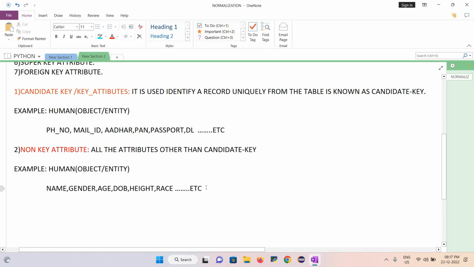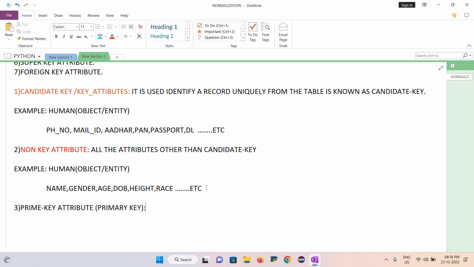So now we'll talk about the third one. So what is the third one? Prime key attribute. Prime key attribute is nothing but your primary key. So I would write in the bracket, primary key. Primary key means it is also used to identify the records uniquely from the table.